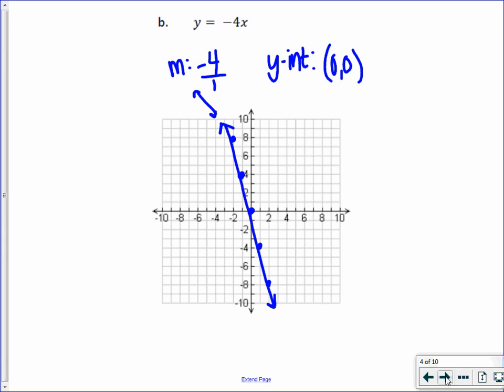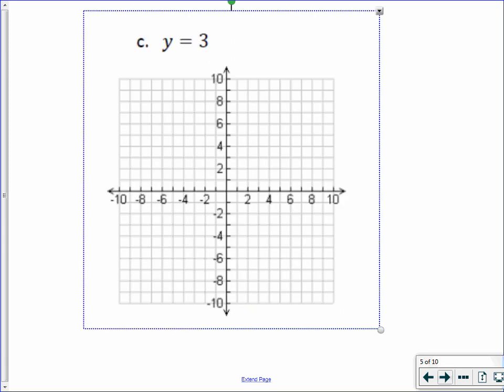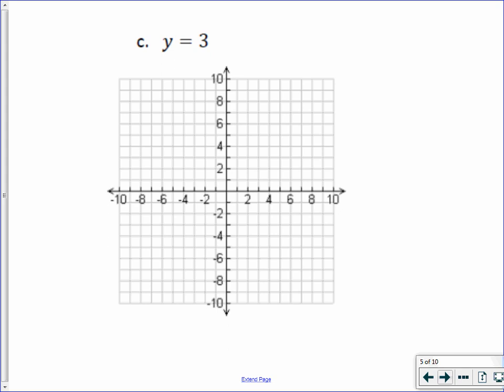Okay? y equals 3. All right, so when I look at this, I think something looks weird here, and hopefully you're seeing the same thing. What's weird about this is that there's only one variable. So we know if we only see one variable, we have something special happening here. Okay? So to graph this line, I'm going to go on my y-axis because it is a y equals.